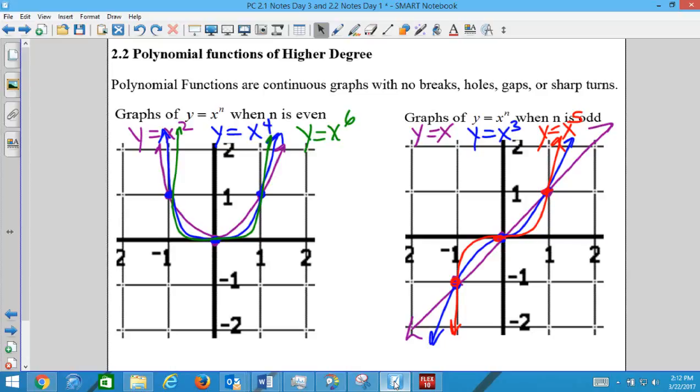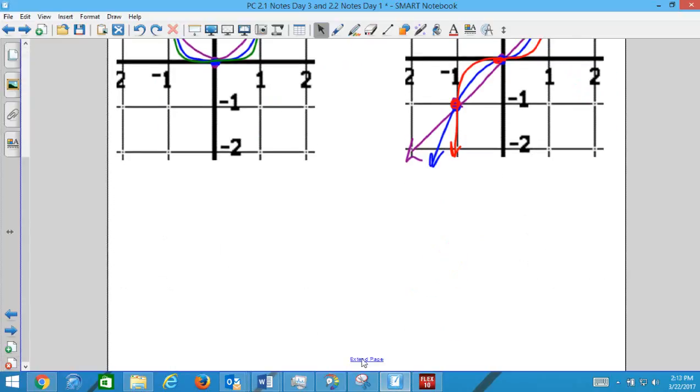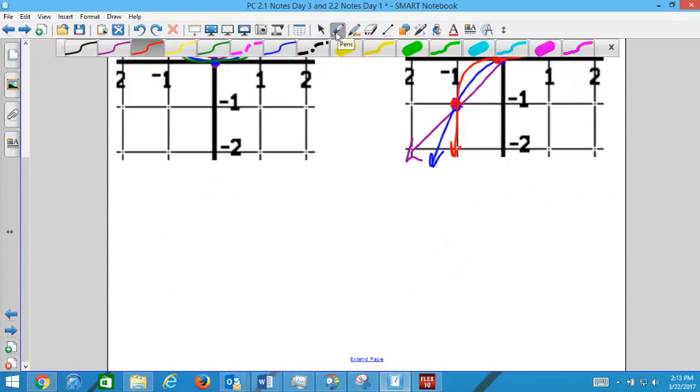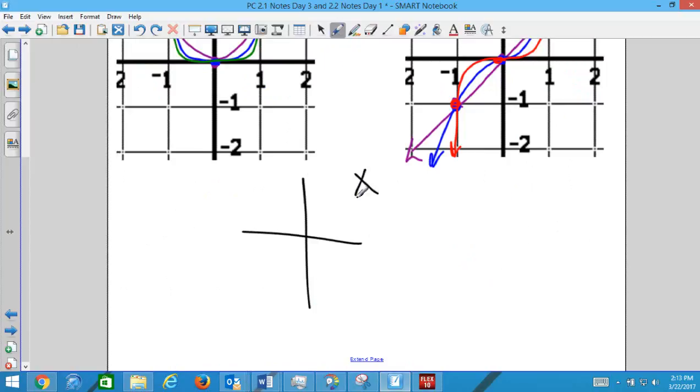Okay, so if it is even, it's always going to rise in the same direction. If it's even but negative, they'll both be down, but they'll both be up if it's positive. But what happens in between is what you're going to have to figure out still. So we could have an x to the 8, and we know the x to the 8 is going to look like this at the very ends.